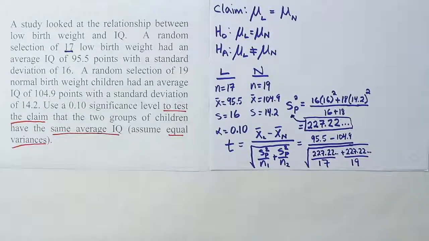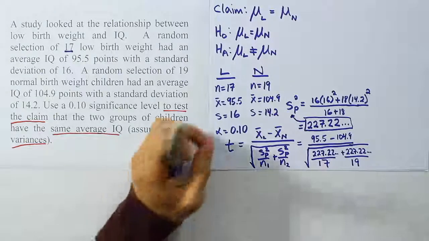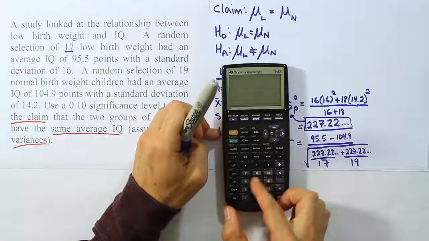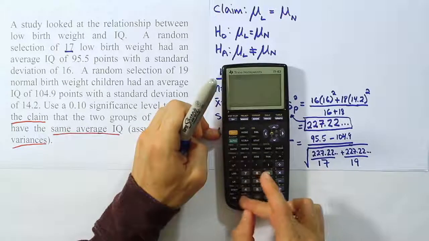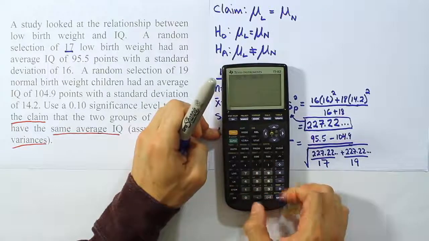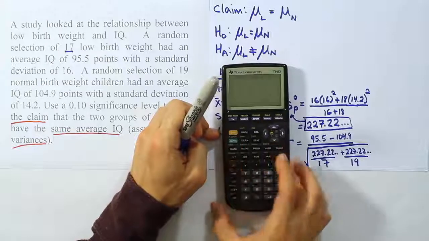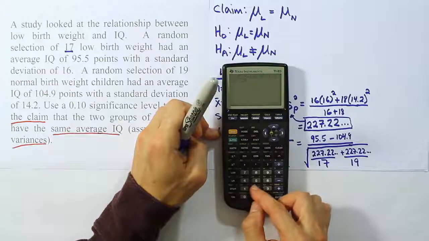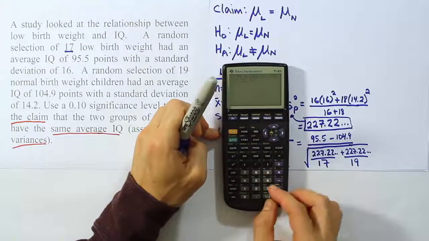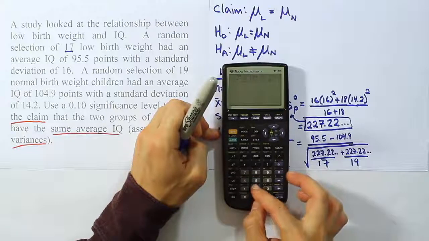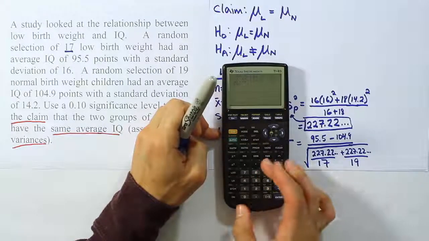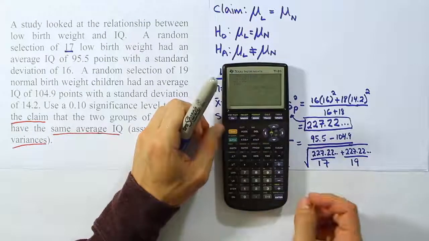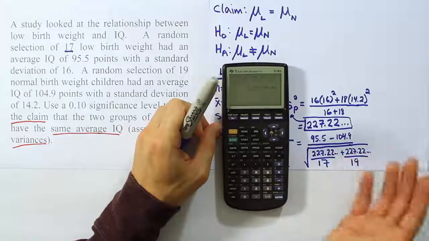Okay, so once we fill that in, we can now work it out. So we'll do, in the top parenthesis, 95.5 minus 104.9. Close that parenthesis up, and then hit divide by the square root of. And now once we have that, we can do 227.22 divided by 17 plus 227.22 divided by 19. Close up the parentheses, hit enter, and we end up with that solution. Now, I just want to demonstrate that the answer here is negative 1.8679, so on and so forth.